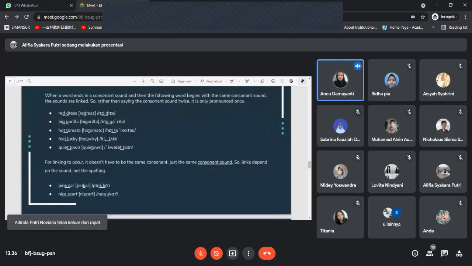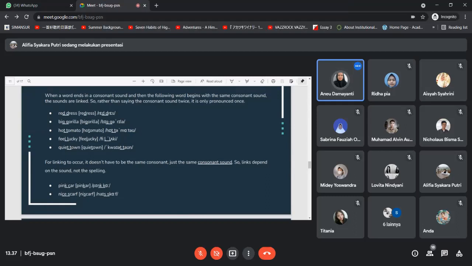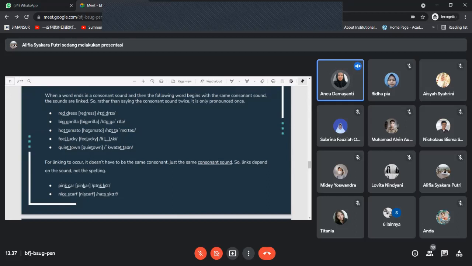Jadi di link menjadi red dress instead of red dress, big gorilla instead of big gorilla, and hot tomato instead of hot tomato. I'm sorry. And then feel lucky instead of feel lucky. And then quiet town instead of quiet town. For linking to occur, it doesn't have to be the same consonant, just the same consonant sound. So links depend on the sound, not the spelling.